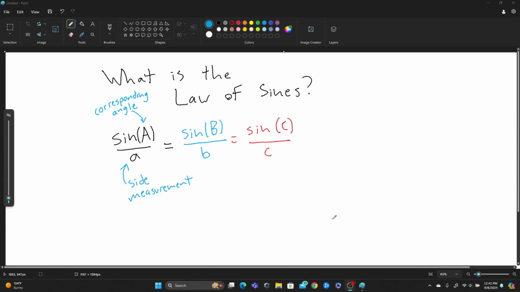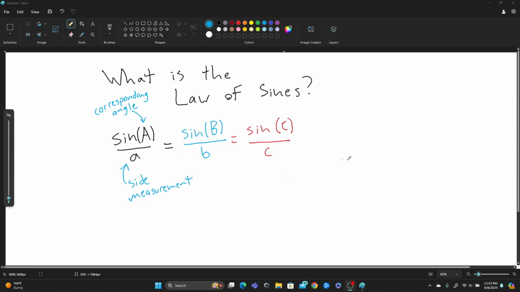So what is the law of sines? What the law of sines tells us is that the ratio of sine of angle A, for example, over side A is equal to the ratio of sine B over side B and sine of angle C over side C. So this is the angle and this is the corresponding side measurement.